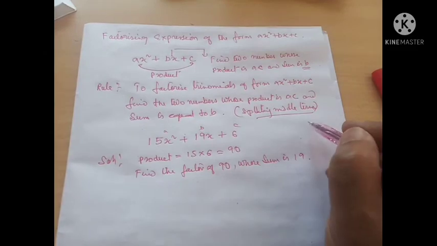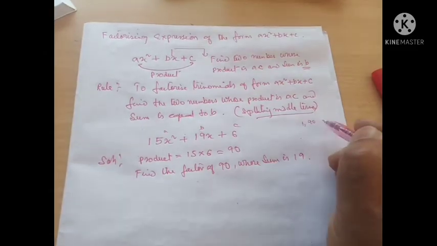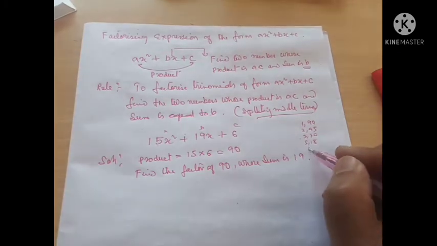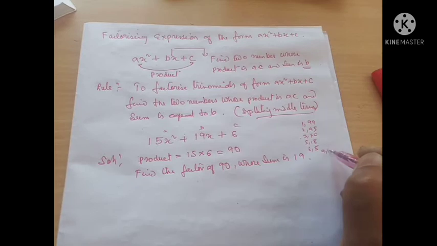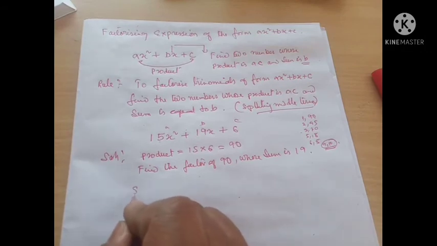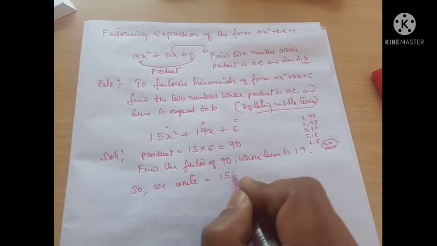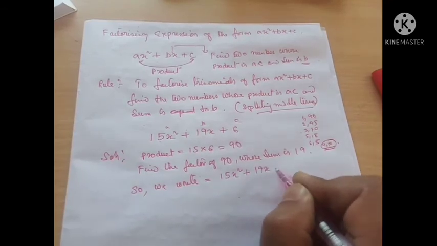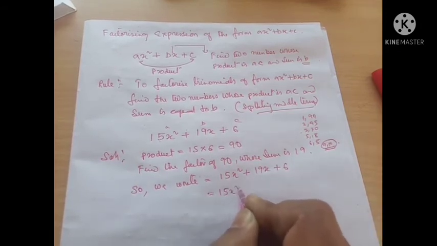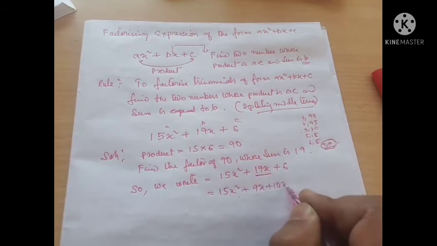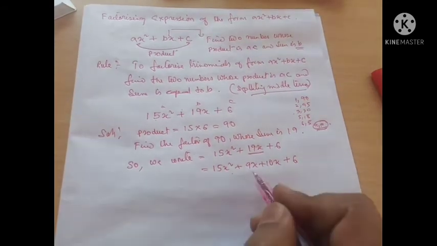Now, the factors of 90: 1 and 90, 2 and 45, 3 and 30, 5 and 18. We have to find the factors like this: 6 and 15, and the last one is 9 and 10. So, if you add 9 and 10, you will get 19. So here we write 15x square plus 19x plus 6 equal to 15x square. Now we have to split the middle term. So how will you split it? 9x plus 10x plus 6. Now we have split the middle term here.